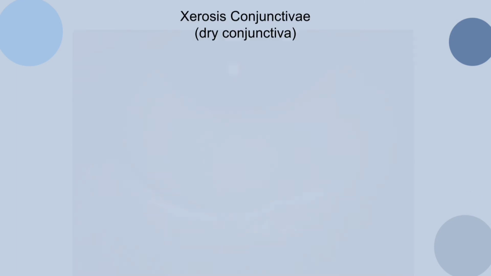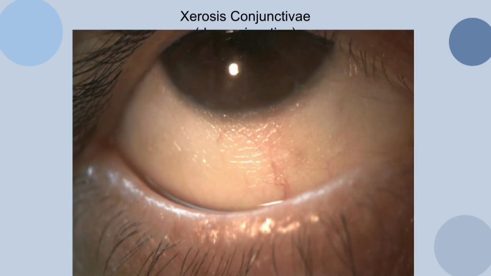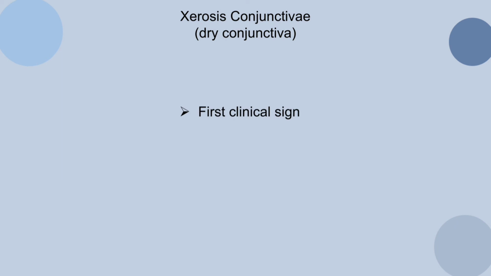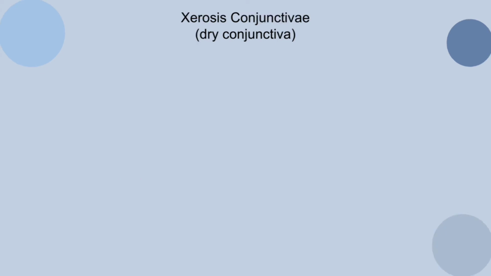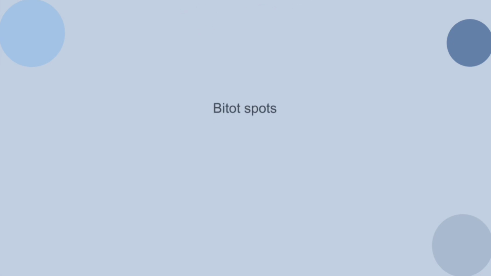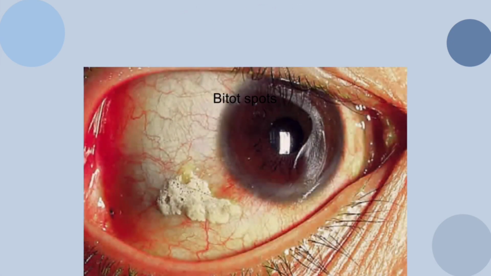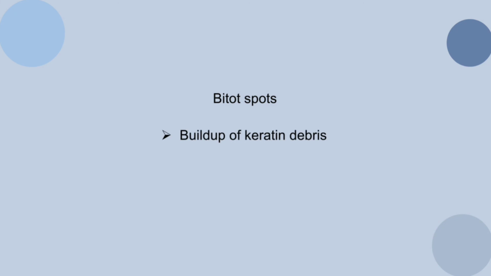Xerosis conjunctivae. In this picture, you can see the conjunctiva is really dry and it looks like a skin texture. The xerosis conjunctivae is the first clinical sign, and this is caused because the normal lacrimal and mucus secreting epithelium will develop into keratinizing epithelium due to the deficiency of vitamin A. The next condition is the appearance of Bitot spot. In this picture, you can see the white plaque-like structure known as Bitot spot. It is formed because the keratinizing epithelium forms keratin debris which starts building up in the eye.